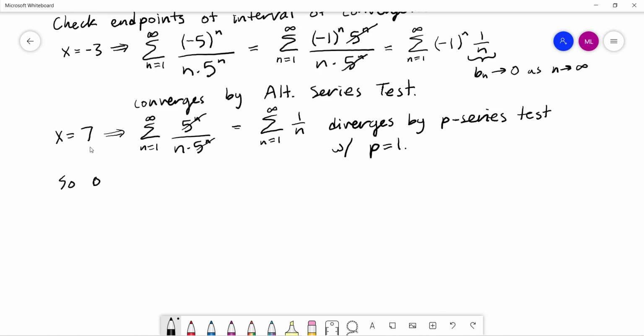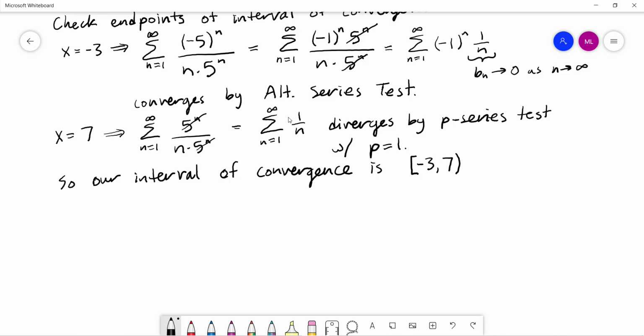So our interval of convergence, we know it goes from -3 to 7, but we include the -3 because it converged there, and we exclude the 7 because it diverged there. So in interval notation, square bracket on the left because the -3 endpoint is included, and open parenthesis on the right because the 7, it diverged there. That point is not included.